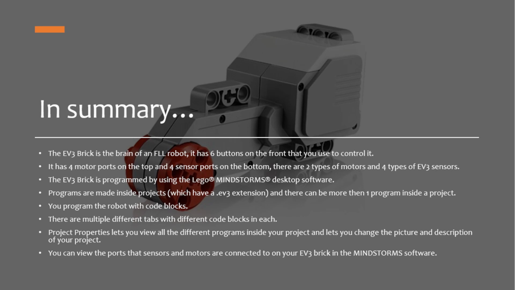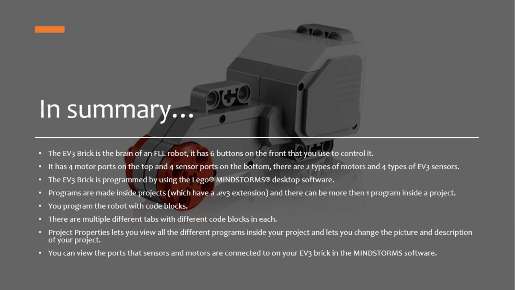In conclusion, the EV3 Brick is the brain of the FLL robot. It has 6 buttons on the front that you use to control it. It has 4 motor ports on the top and 4 sensor ports on the bottom. There are 2 types of motors and 4 types of EV3 sensors. The EV3 Brick is programmed by using the LEGO Mindstorm desktop software.